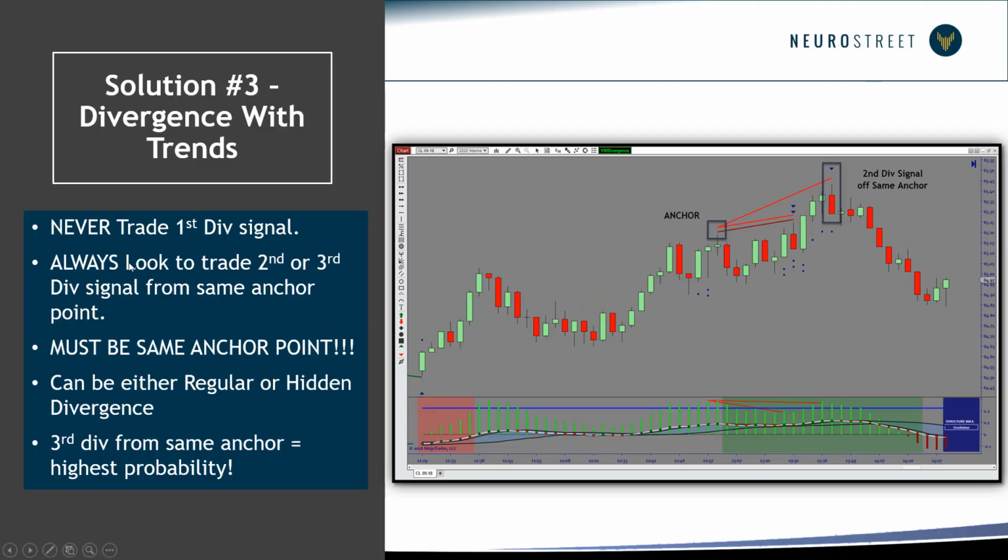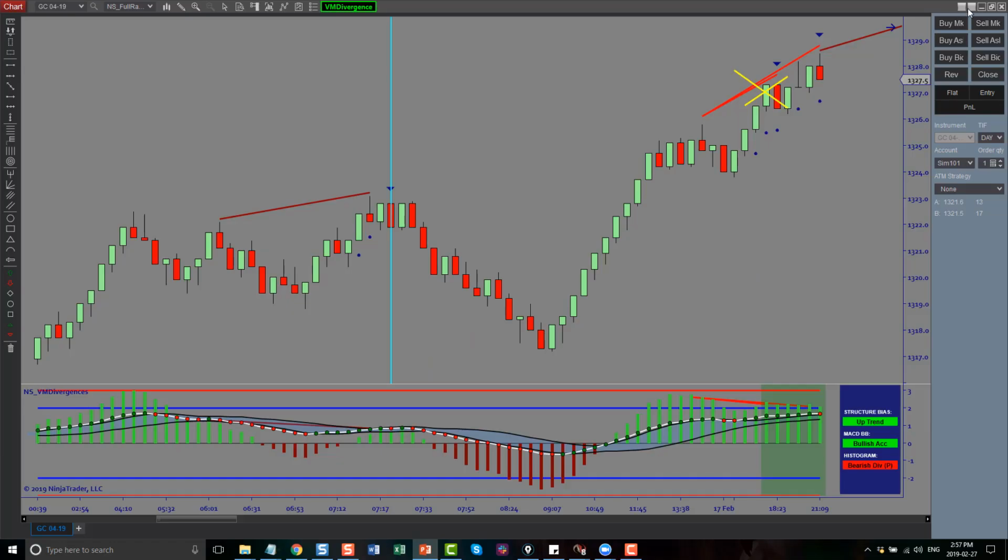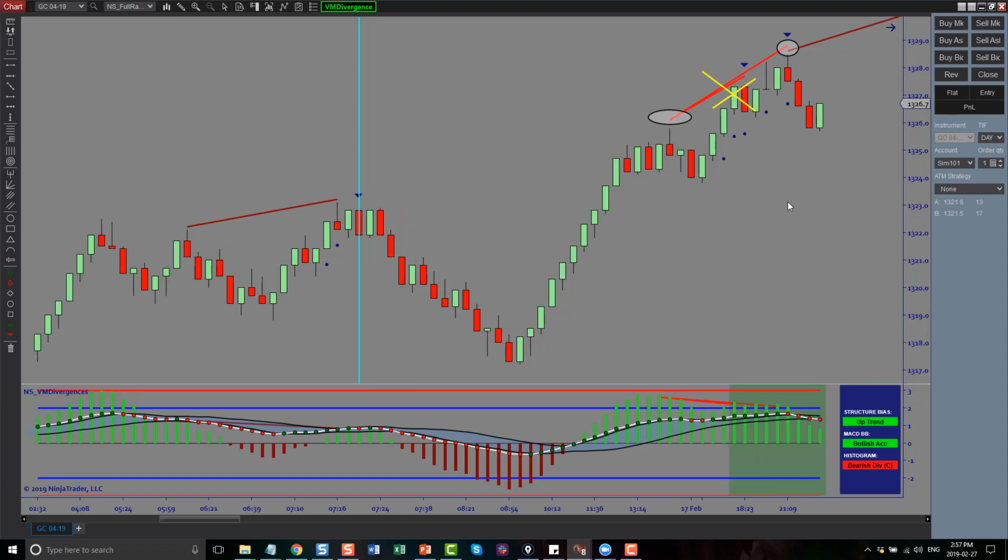Remember, the rules are we can take the second or third divergence signal from the same anchor point. So the answer is technically yes, because this is the same anchor point. Take a look. Same anchor point, and it's measuring the second divergence signal. So technically, yes, you could take that trade. That would be an allowable short. Okay, so I'm going to put a little line in the sand right here.